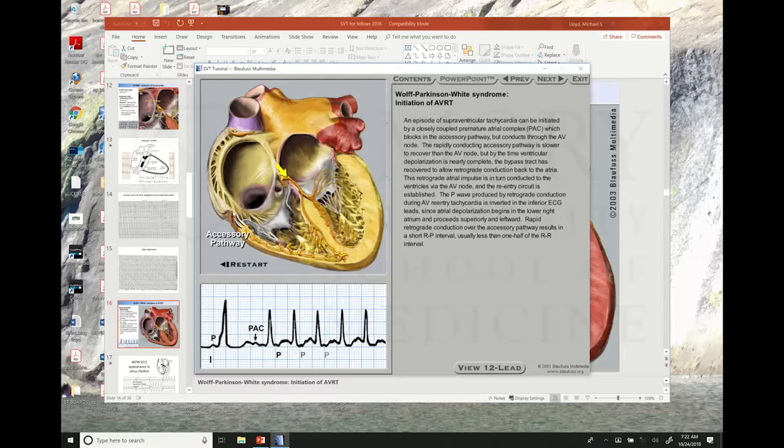The difference between typical AV node reentry and AV reentry, AVRT, is that this short RP tachycardia is not that short. It's not right on top of each other. You usually can see the P wave a little better. It's in the ST segment. So if you see a narrow complex short RP tachycardia where the P wave is in the ST segment, think it's AVRT, orthodromic AVRT.